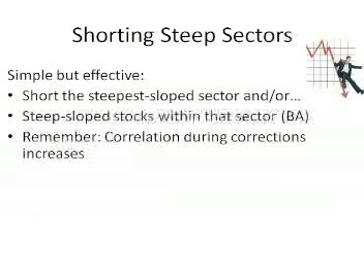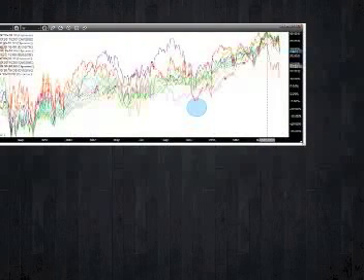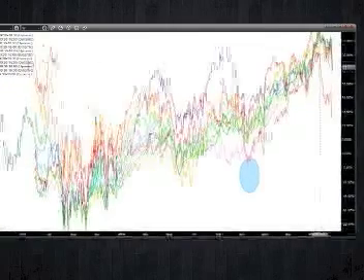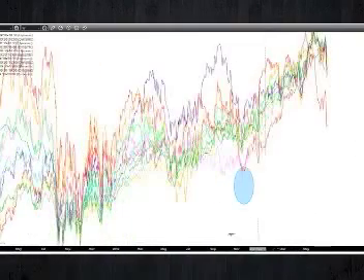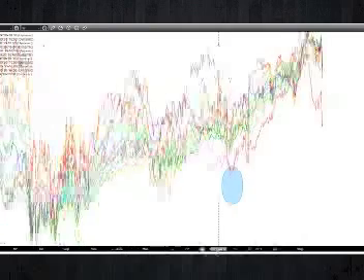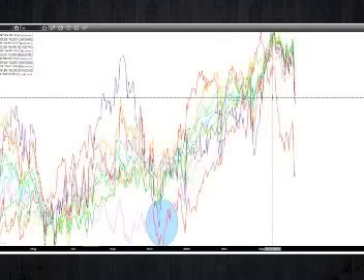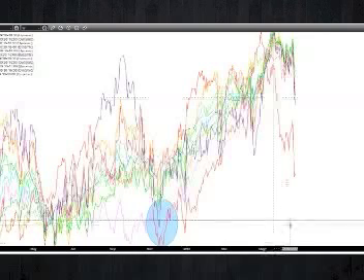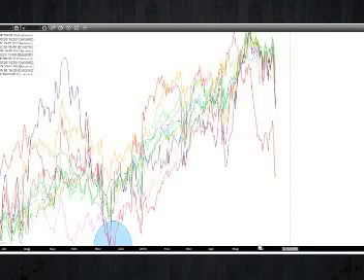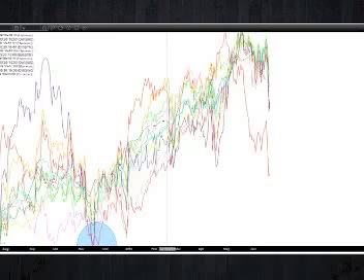Again, correlation during these corrections increases. Thus, the chance of any given sector going down along with the broad market is quite high. I'll give you an example right now quickly as well. If you look at the index chart here of the S&P 500, you'll note that the utility sector started selling off all the way back in May, gave us a clear signal.